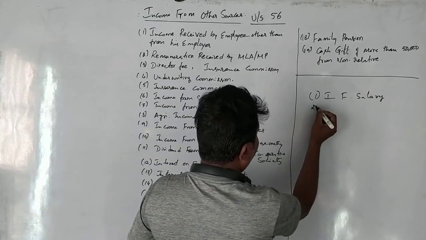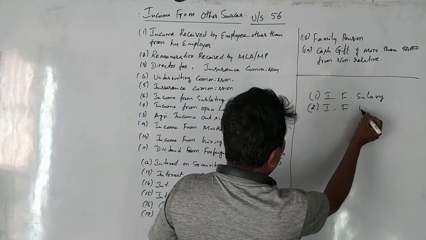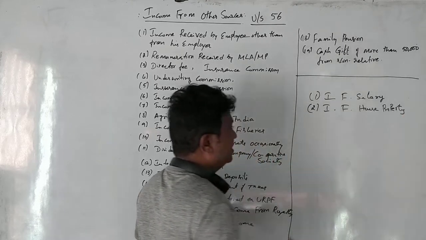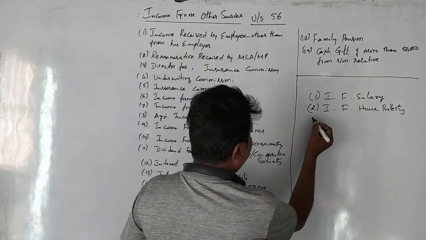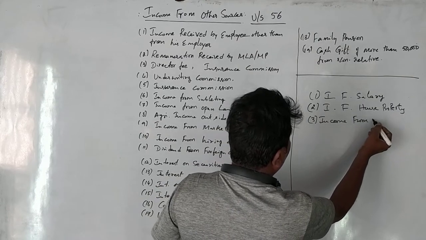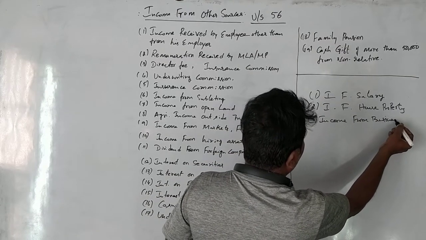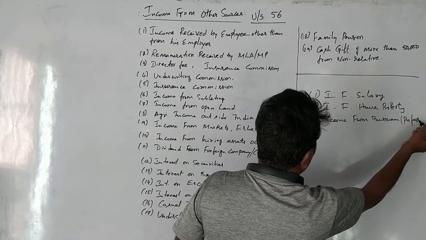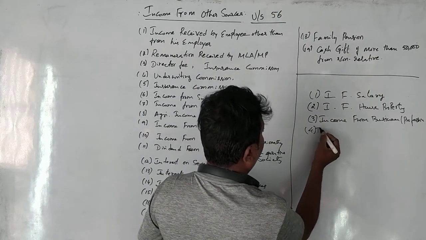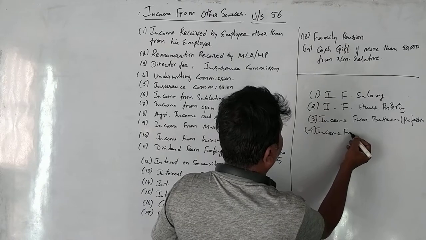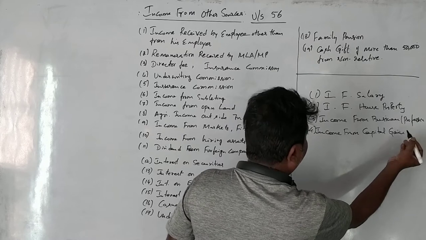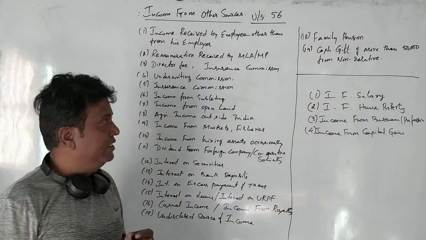The second one is income from house property. This chapter also we have discussed in the earlier videos. The third one is income from business or profession. This also we have understood. Income from capital gains. Even this chapter we have discussed in the earlier videos.